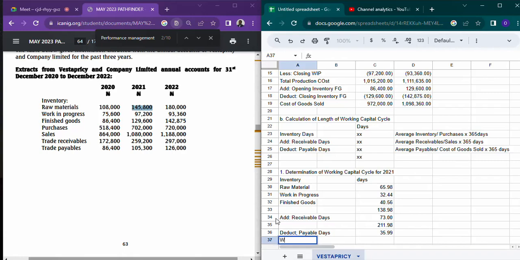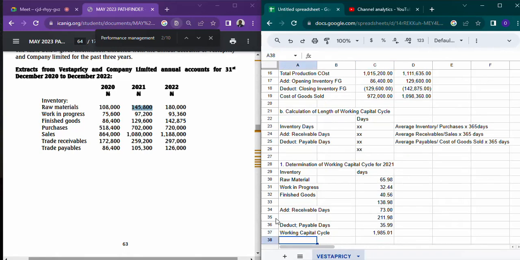Right? So are you with me? Working capital cycle will then be 211.98 minus 35.99. Okay? You have 211.98 minus 35.99. So that is the end of it.